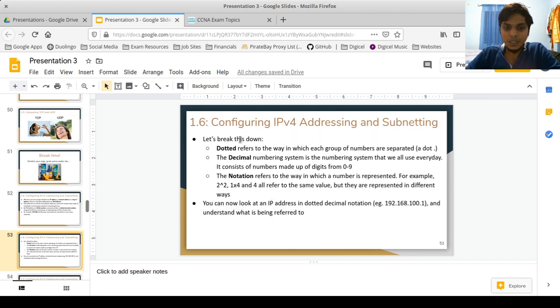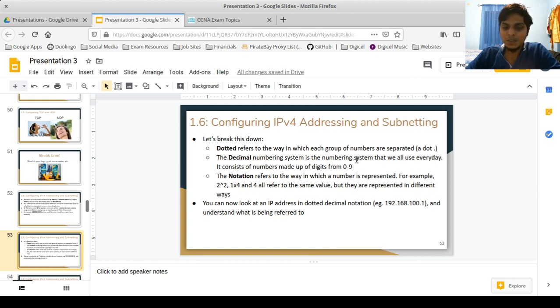Right, so let's break it down here. Dotted refers to the way in which each group of numbers is separated. So the dots, right? The dots are just the dot between the numbers. The decimal numbering system is the numbering system that we all use every day. It consists of digits 0 to 9. So you may not even think about it, but the numbers that we use every day are called the decimal numbering system.